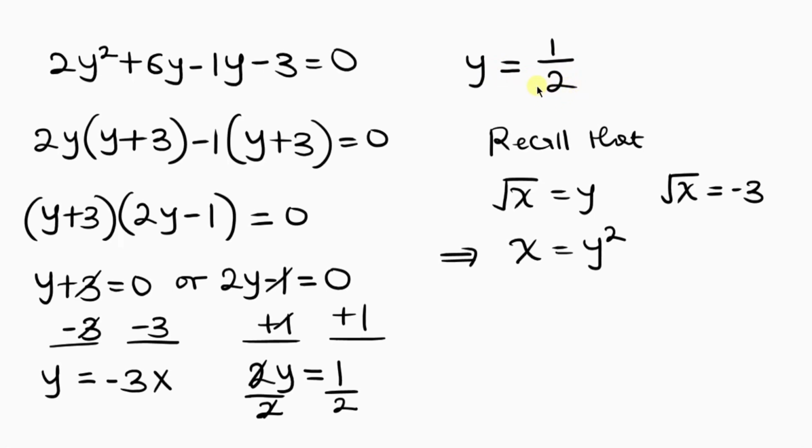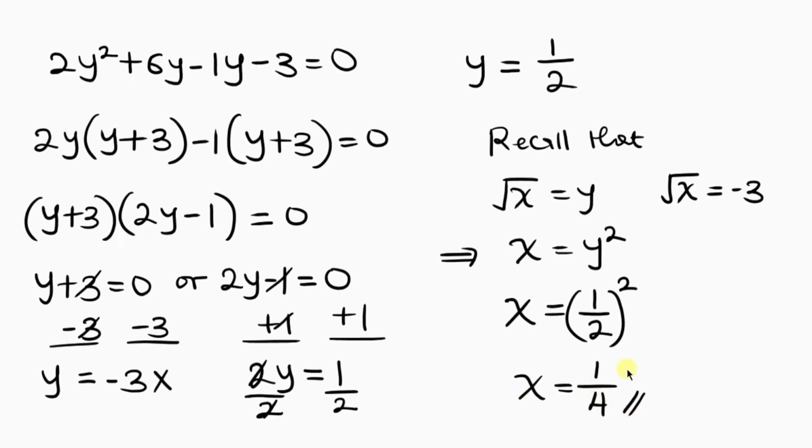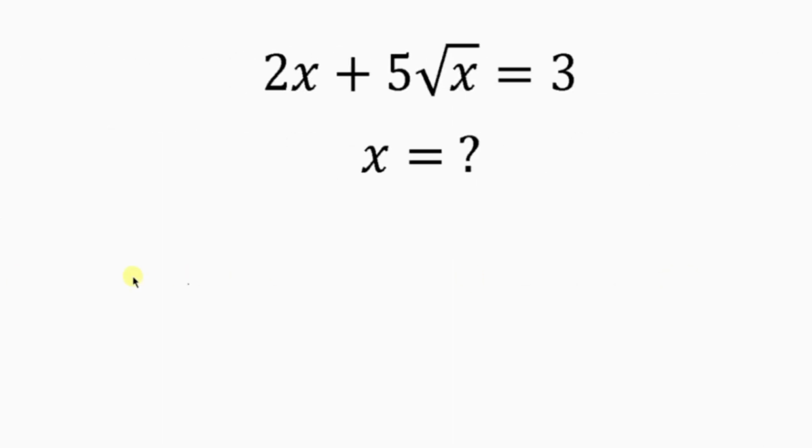So let's substitute y equal to 1 over 2 here to get the value of x. So x becomes y, which is 1 over 2. We have to square this. And then on squaring, this will be 1 squared is 1 all over 2 squared is 4. So this is the correct value for x. Now let's see our method 2.